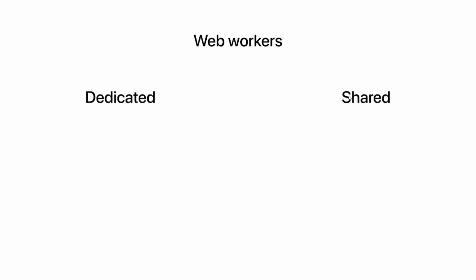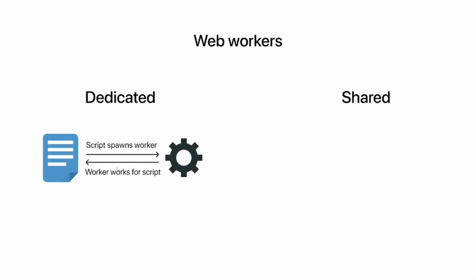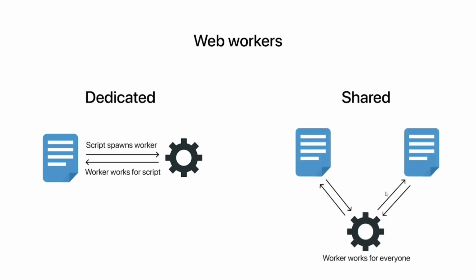The dedicated workers are specific to a single instance of a web page. They can communicate only with the page that spawned them. Dedicated workers are ideal for scenarios where a particular task needs to be performed in the background for a specific web page. Unlike dedicated workers, shared workers can be shared among multiple web pages originating from the same domain.